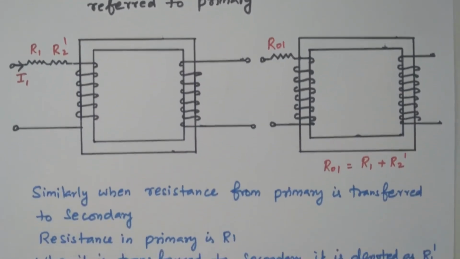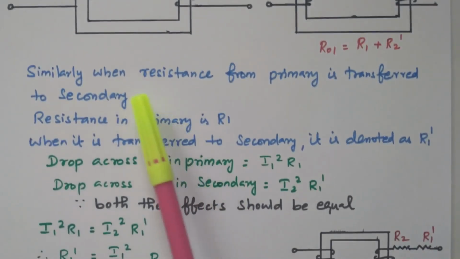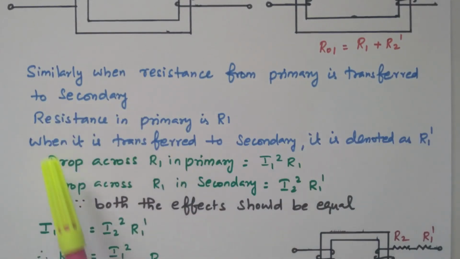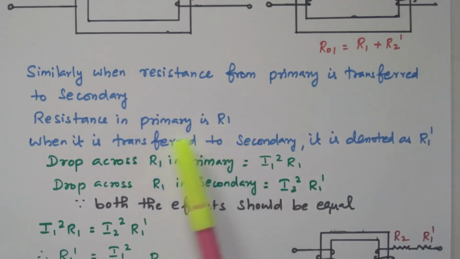Similarly, next we will see when the resistor is transferred from primary to secondary winding. What will happen? The resistance in the primary is R1. When it is transferred to secondary, it is denoted as R1 dash. R1 is the original resistor available in primary, while transferring to secondary it becomes R1 dash.